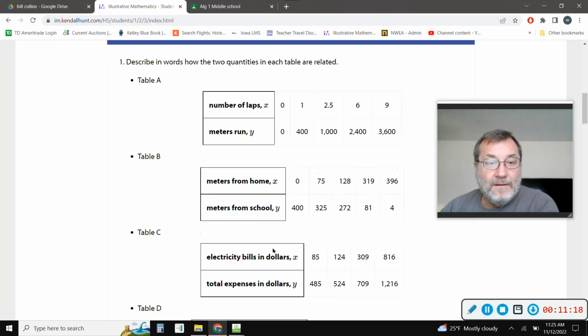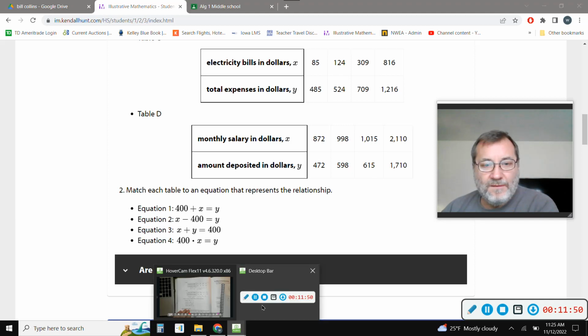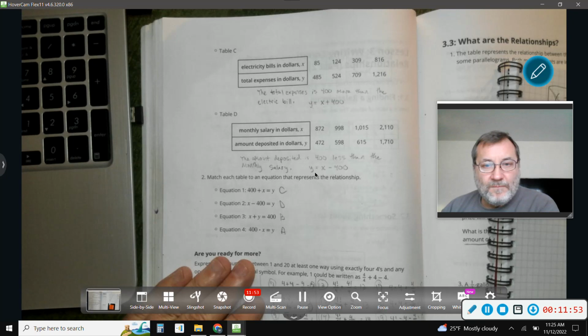And letter D. So you've got monthly salaries in dollars, amount deposited in dollars. So you go from 872 to 472, 998 to 598, 1015 to 615, 2110 down to 1710. And so you might want to see what's going on here. It looks like you take this number and you simply drop it down by 400. And if we do that, you get y equals x minus 400.